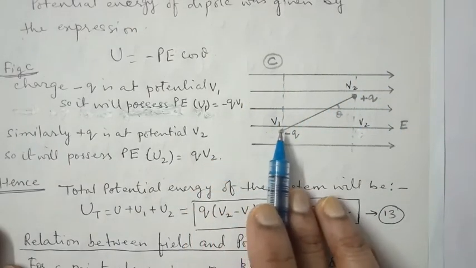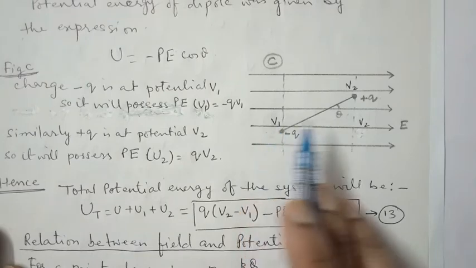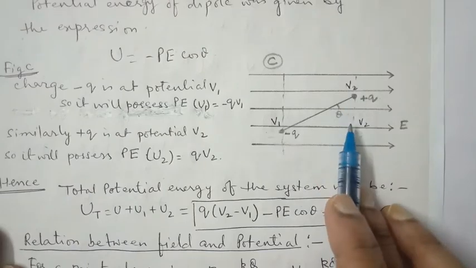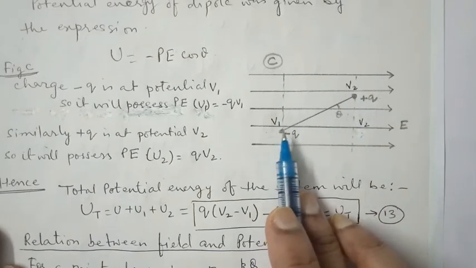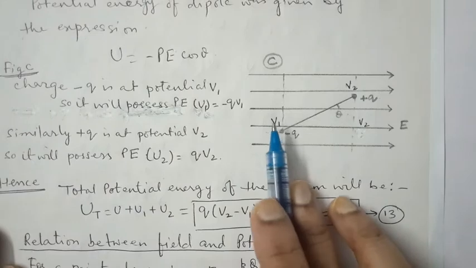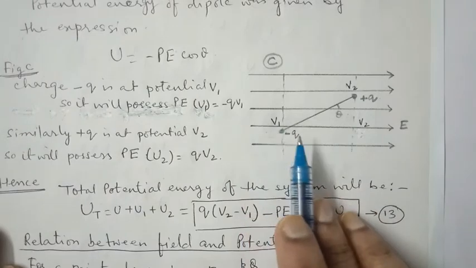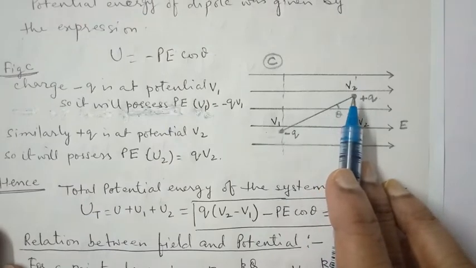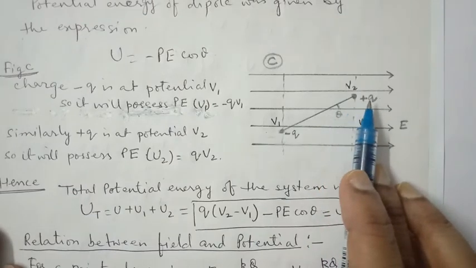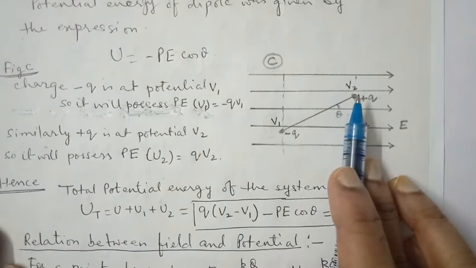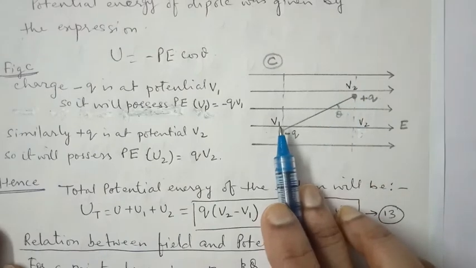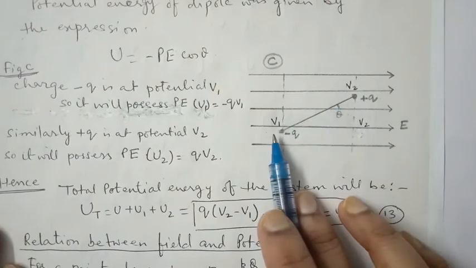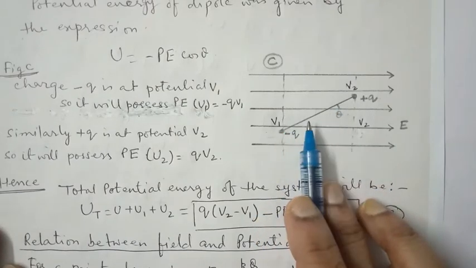So any point, if I talk about this point, it has a potential V1. This point has a potential V2, same as the potential here. Now this charge minus Q is in the potential V1. So how much will be the potential energy of it? It will be minus QV1. What about the potential energy of this plus Q charge? It will be plus QV2. So the positions will contribute to the potential energy.